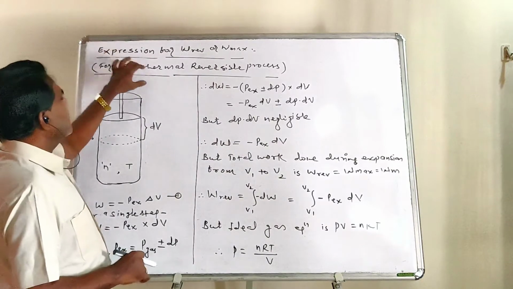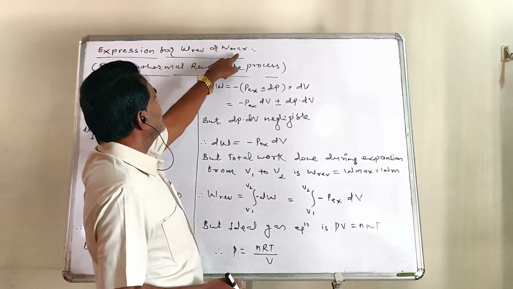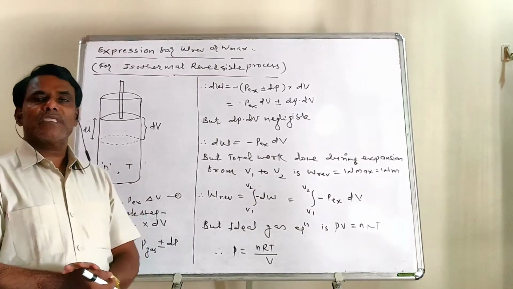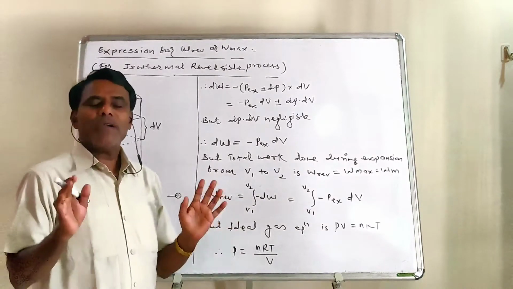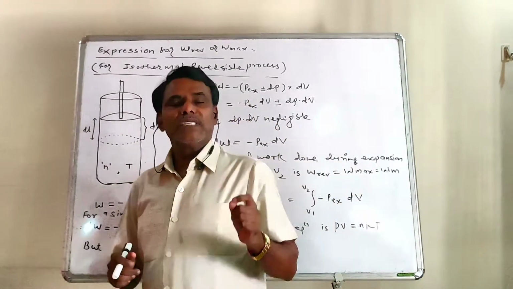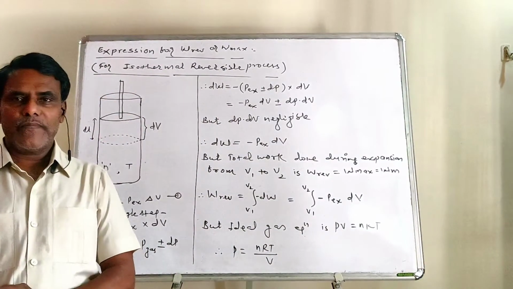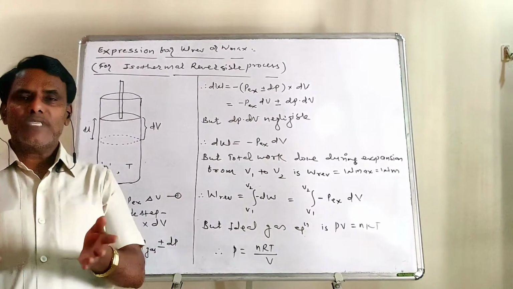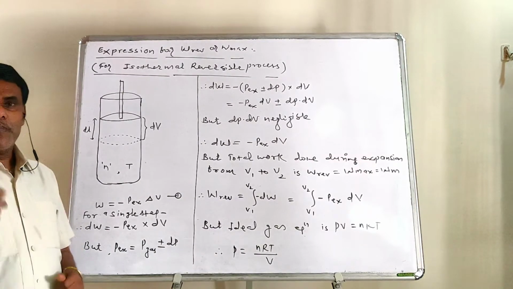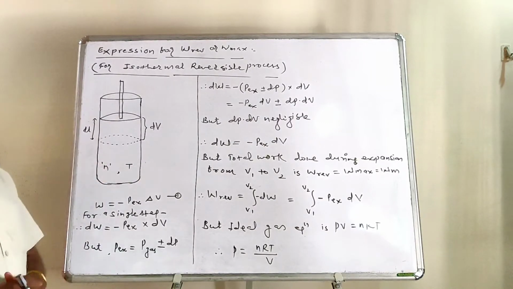And work done during isothermal reversible process is represented by W reversible or W max, maximum work, because work done in isothermal reversible process is always maximum. Why work is maximum, that we shall see in detail later on. But during reversible process, as we know, opposing force is as much maximum as possible. Maximum force is the opposing force in reversible process, and as opposing force is maximum in reversible process, work done is also maximum. Two points we shall keep in mind for this expression.